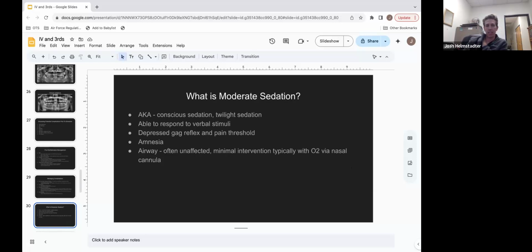Last couple slides. What is moderate sedation? It's conscious sedation, twilight sedation. They're able to respond to verbal stimuli, with a depressed gag reflex and pain threshold. They have amnesia or don't remember the appointment. And airway is often unaffected. I rarely use oxygen, but if I have to, it's O2 via nasal cannula, usually at 1 to 2 liters per minute.